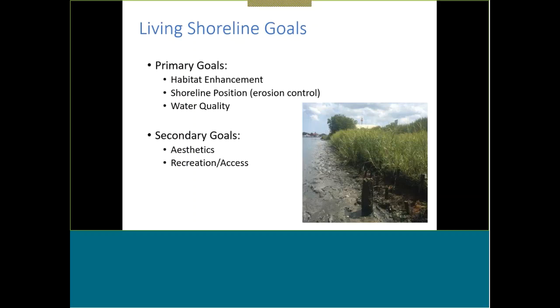So I'm going to run through some of these goals and how your goals may influence your design. And then I'm going to go through a case study, one that Jesse introduced you to, the site down on the Lewes-Rehoboth Canal, and walk you through how we would design the project based on the information that we know.